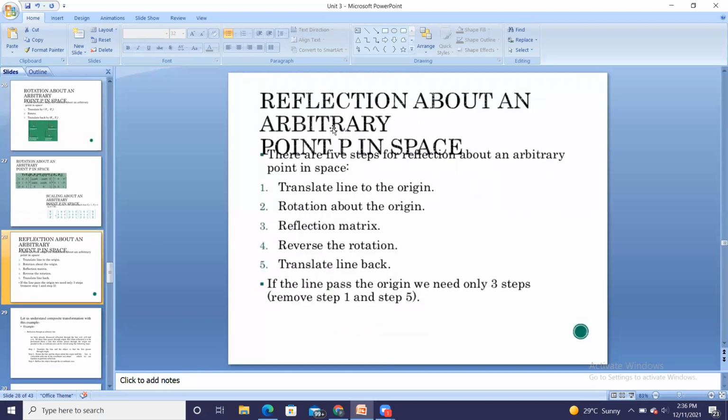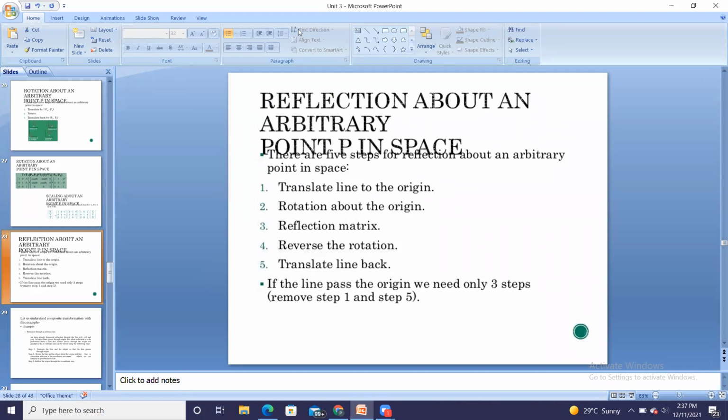So that we have studied, rotation about an arbitrary point. Similarly, we have seen the reflection about an arbitrary line. For that, the reflection matrices available with us are reflection along the x-axis, reflection along the y-axis, reflection along y equal to x, and reflection along y equal to minus x. Apart from these four, if you have any axis and you want to carry out the reflection about that axis, then what will be the steps? For that, we have studied these 5 steps.